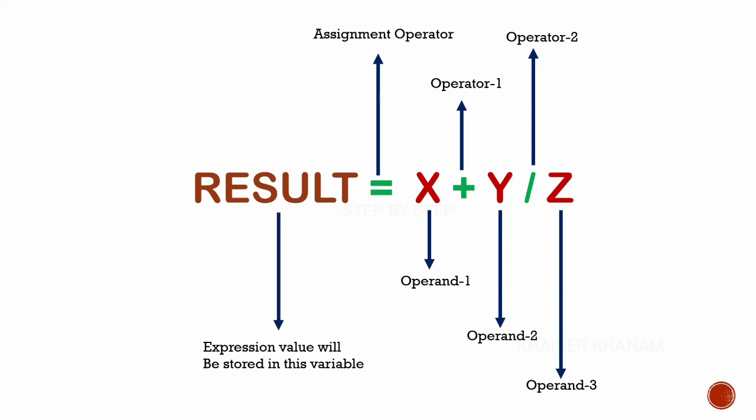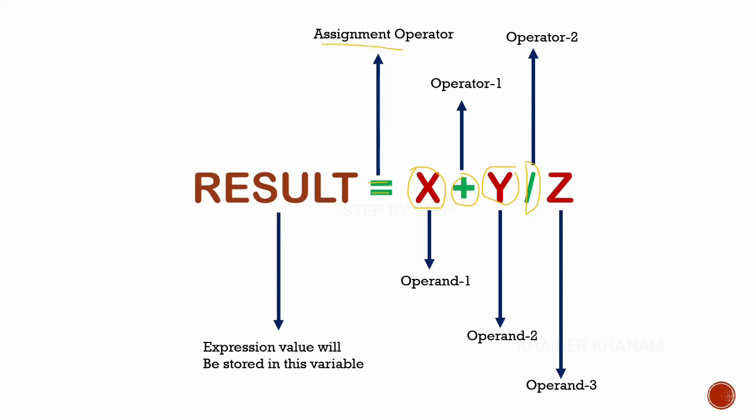I have just written result is equal to x plus y divided by z. And this x can be a number, this x can be a variable, whatever it is. It can be anything. These x, y and z are called operands, and in place of these I can give numbers as well. This plus symbol, division, multiplication, minus symbol, these are called operators. And this equal to sign is called the assignment operator.